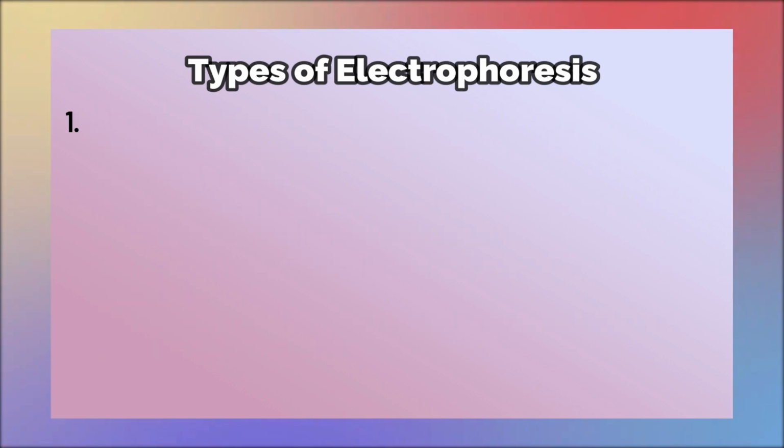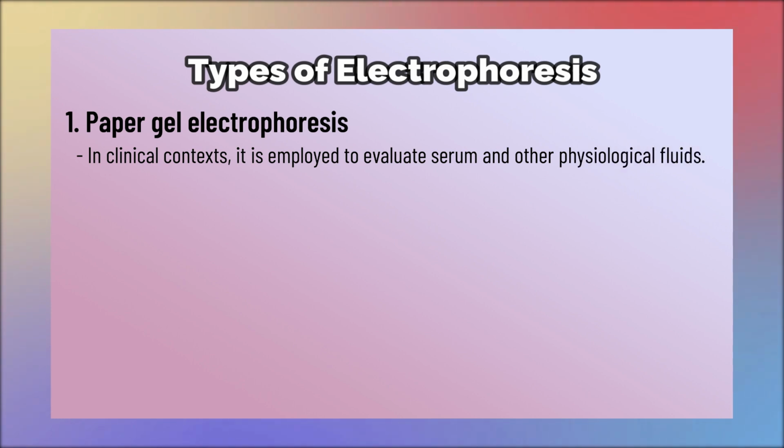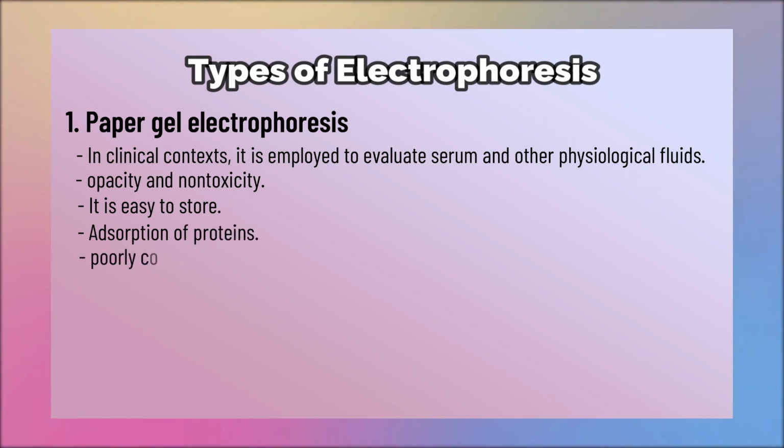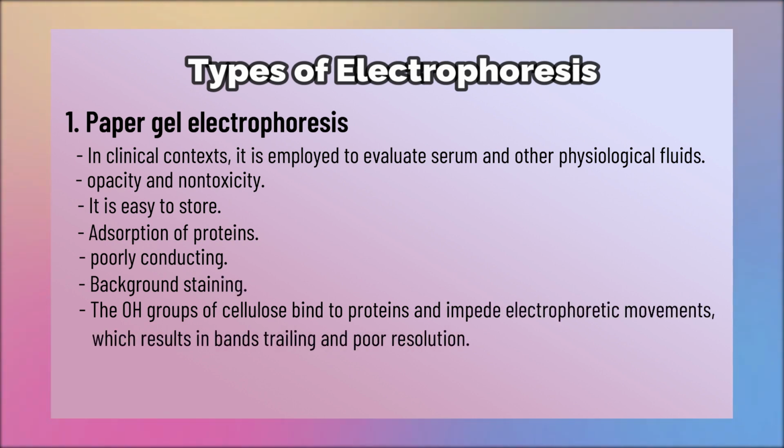Let's learn about the first, paper gel electrophoresis. Clinical context: it is employed to evaluate serum and other physiological fluids. Opacity and non-toxicity: it is easy to store. Absorption of proteins. Poorly conducting. Background staining: the OH group of cellulose binds to proteins and impedes electrolytic movement, which results in bands, trailing, and poor resolution. So basically it employs filter paper strips soaked in buffer solution, usually diethyl barbituric acid and barbituric acid dissolved in alkaline veronal buffer, which has a pH of 8.6. A small volume of serum is placed on the paper and direct current is passed for several hours.